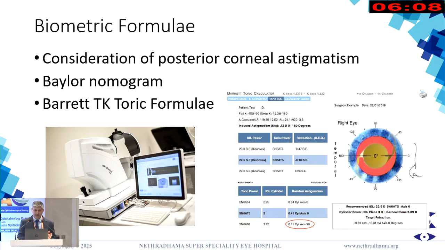And now you have the Barrett TK toric formula, and that's what we use with the IOLMaster, which gives you both the anterior curvature and the posterior curvature. It takes into consideration the PCA. Now, most online formulas for toric lenses also take into consideration the PCA, and this is something that you have to use when you are doing your biometry for a toric IOL.